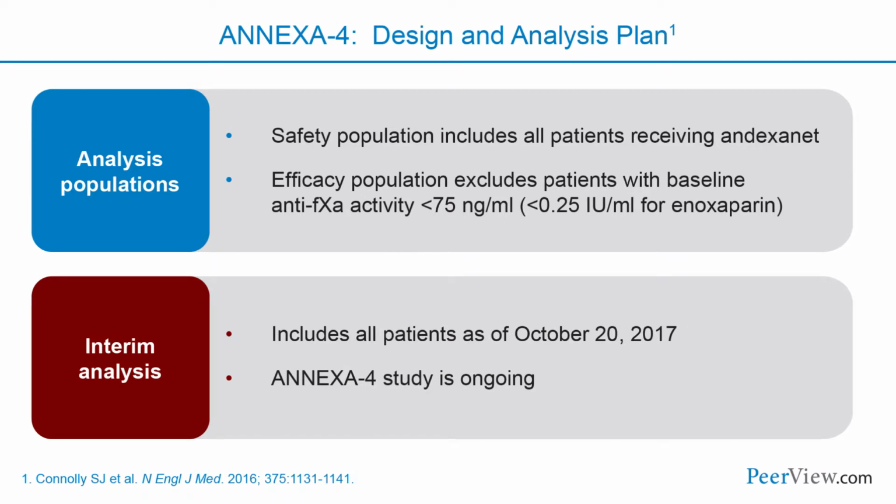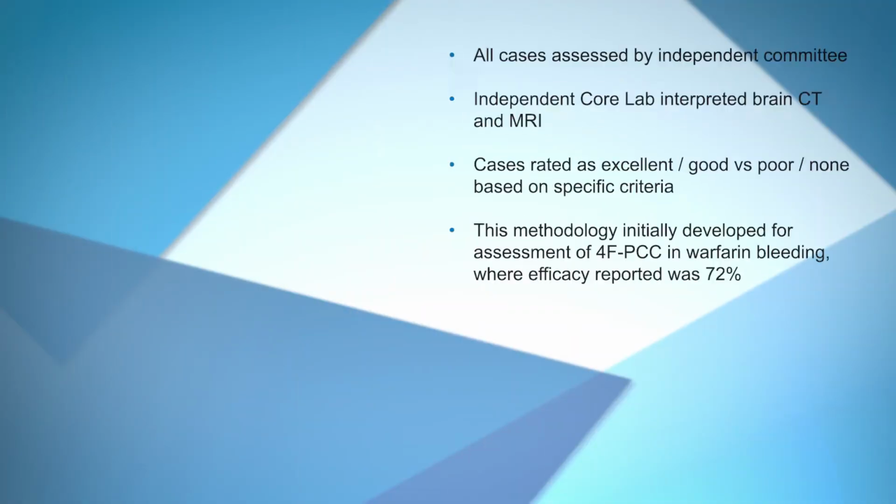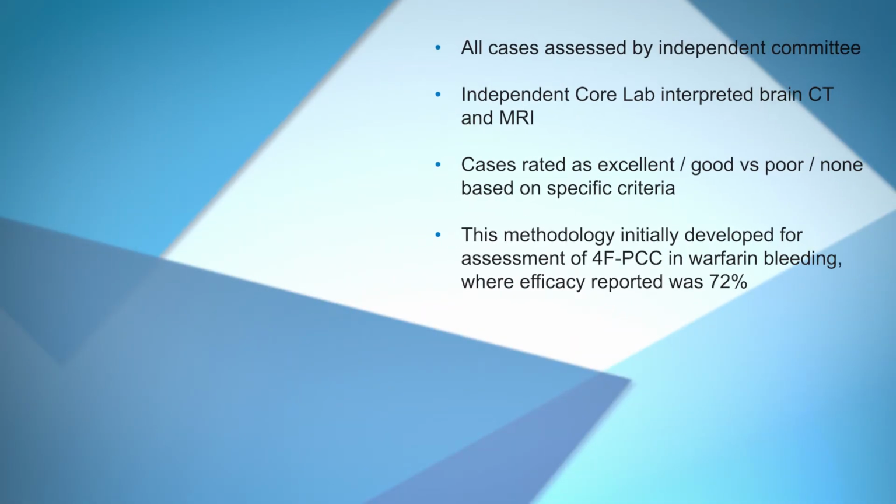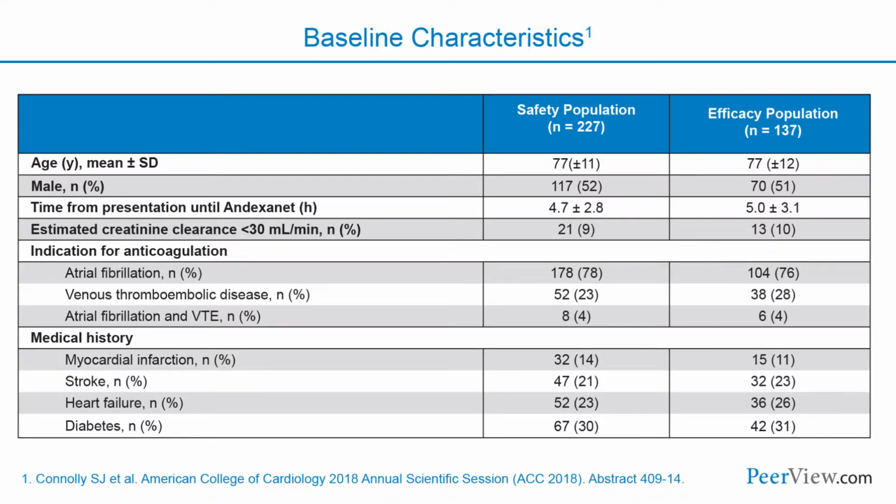And I'm going to run through for you now data from an interim analysis that was presented at the American College of Cardiology meeting in March of 2018 that included all patients enrolled as of October 20th, 2017. And again, at the time we're taping this, the Annexa-4 study is still ongoing. This assessment of clinical hemostatic efficacy, which was much more rigorous than it was in RE-VERSE AD for Idarucizumab, is described here. This is methodology that came from Cerroti's study of 4-factor prothrombin complex concentrate and warfarin-related bleeding, and so it's a validated approach. So these are baseline characteristics from the interim analysis in the safety population, 227 patients.